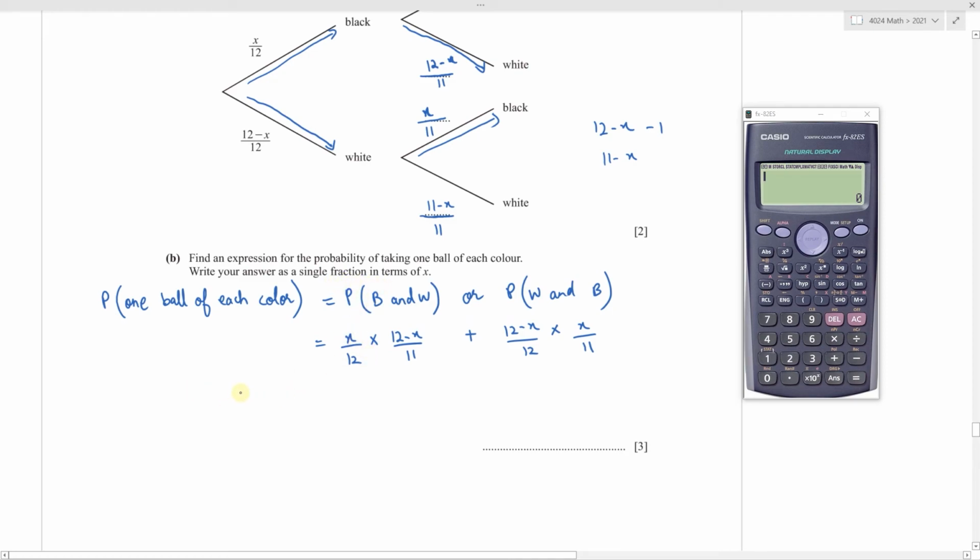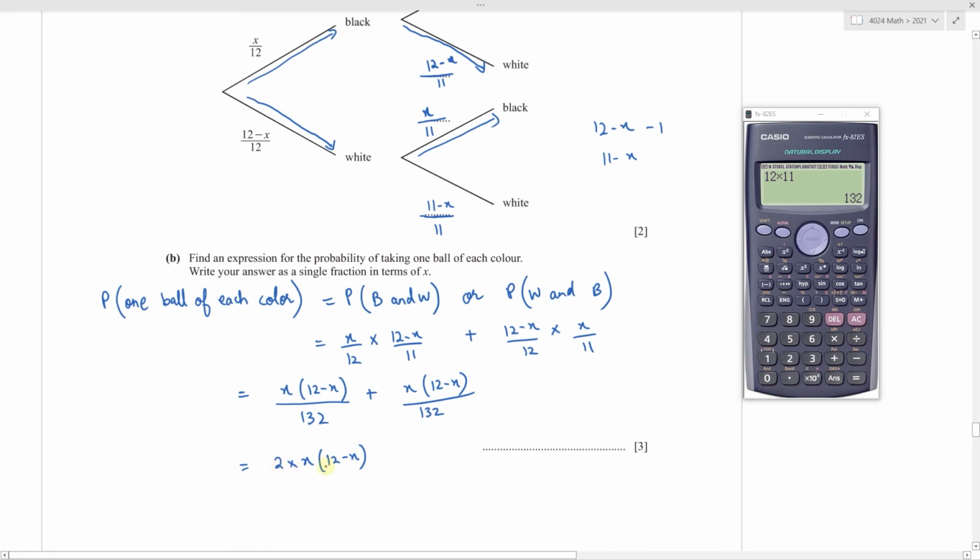So this will be X times 12 minus X over 12 times 11, which is 132, plus again in the numerator X times 12 minus X over 12 times 11, which is again 132. So now these two are being added together. I have X into 12 minus X, and again here X into 12 minus X. So I can write it as 2 times X into 12 minus X.